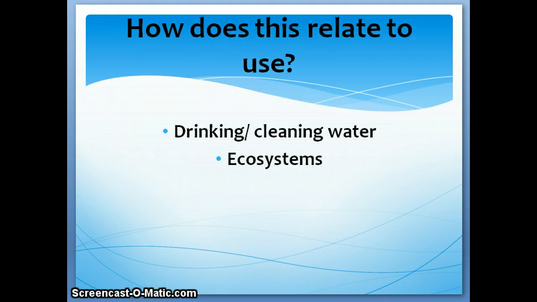But with all this information, how does it relate to us? Well, if we didn't have the water cycle, we would have no clean drinking water or bathing water. Our ecosystems depend on rainfall, and without the water cycle, ecosystems would fail. The earth would not be a perfect place for human habitation.